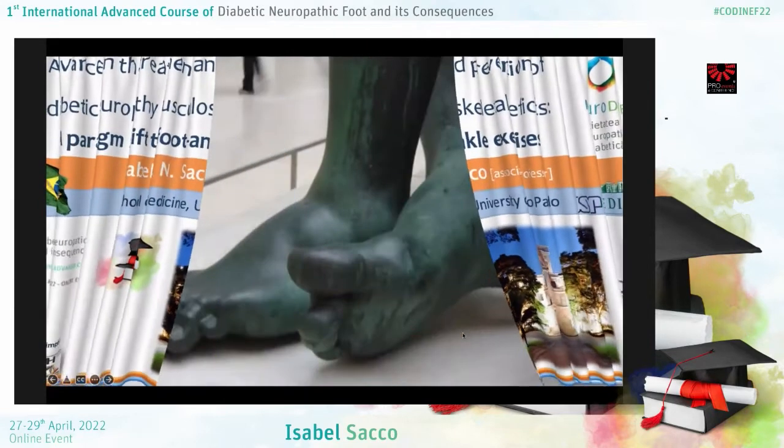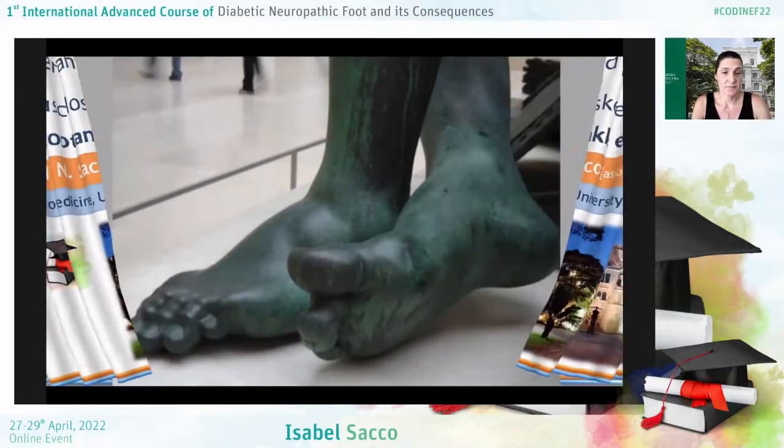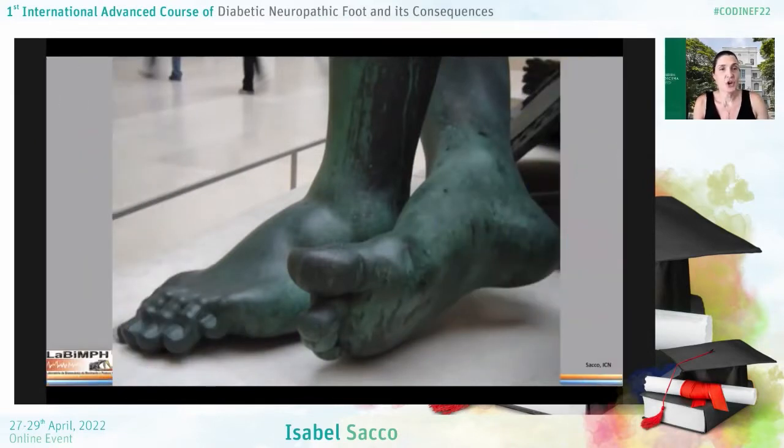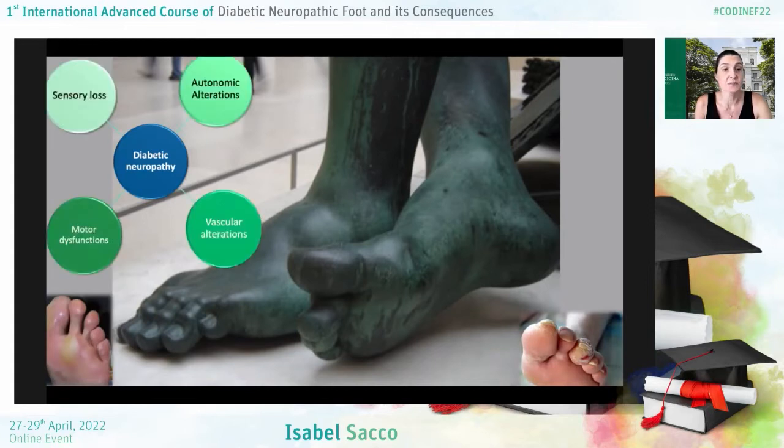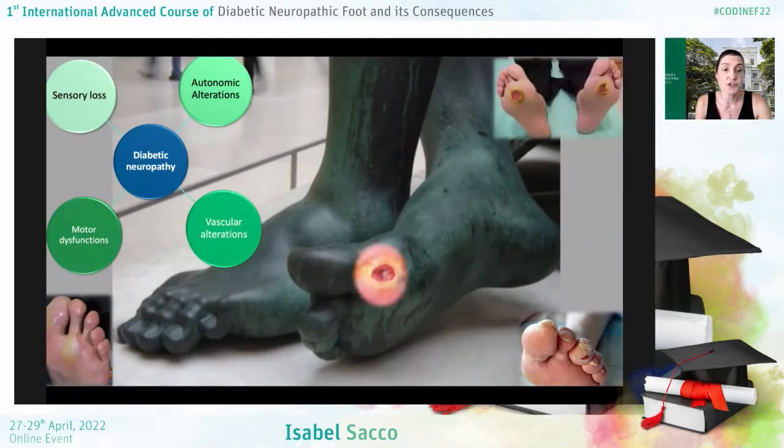So the foot, as you all know very well, may be the target of several complications due to the diabetes and neuropathy progression. Diabetic neuropathy, as you all know, is generally characterized by distal sensory perception loss, motor dysfunctions, vascular and other autonomic alterations, and all these alterations and losses are commonly associated to plantar ulcerations.